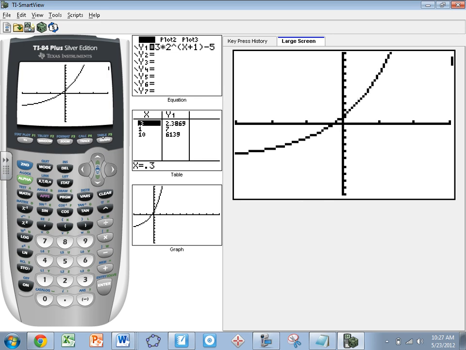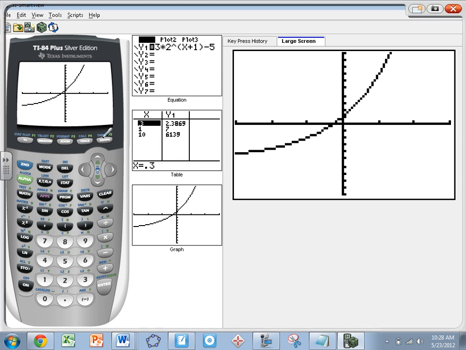So we get the same general idea of a graph right away. Negative 5, 1, 2, 3, 4, 5. There's my horizontal asymptote, which fits in perfectly. Notice again, perfectly. I think that the paper is affecting my calculator now.